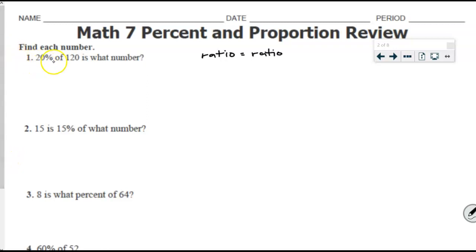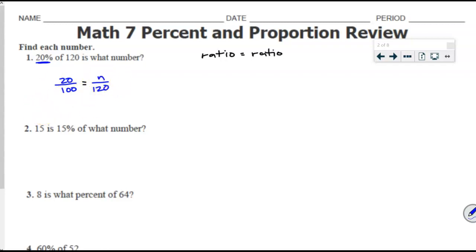So 20% of 120 is what number? So 20%, this right here tells me 1/2 of that ratio is going to be 20 per 100. That's 20%. And it's going to be equal to, and it says 20% of 120 is what number? We don't know what that 20% is. We just know that it's 20% of 120. That means that we know that original amount, or that part that compares to the 100. And it's this mystery number that's the 20%. We don't know what that is.